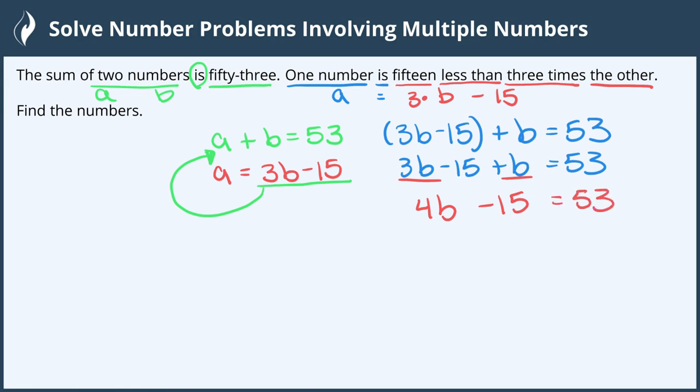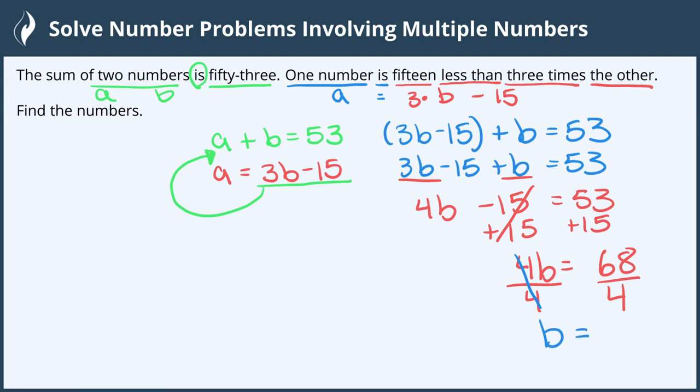Then we can isolate the variable by adding 15 to both sides. 15 minus 15 cancels, so we're left with 4B equals 68. Then divide both sides by 4 to isolate the variable. 4 divided by 4 cancels, so we are left with B equals, and 68 divided by 4 is 17.